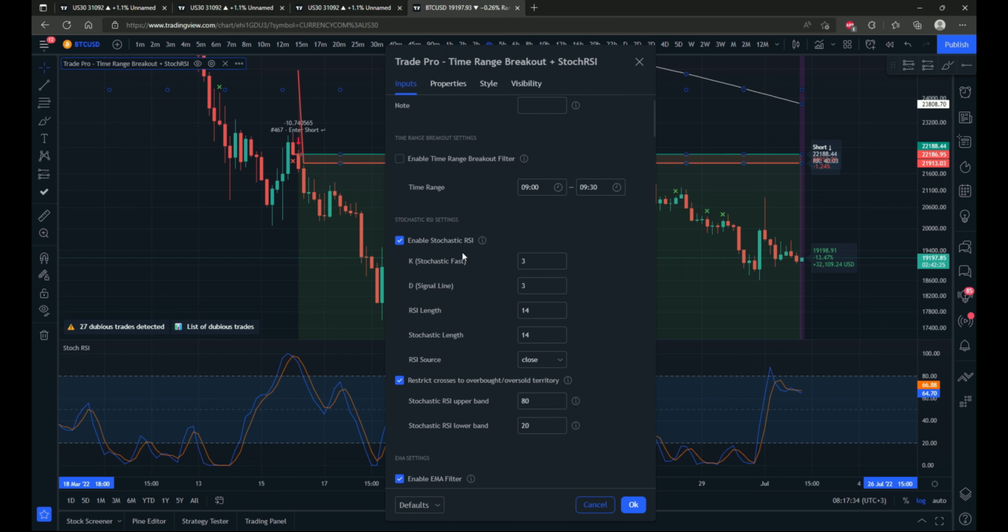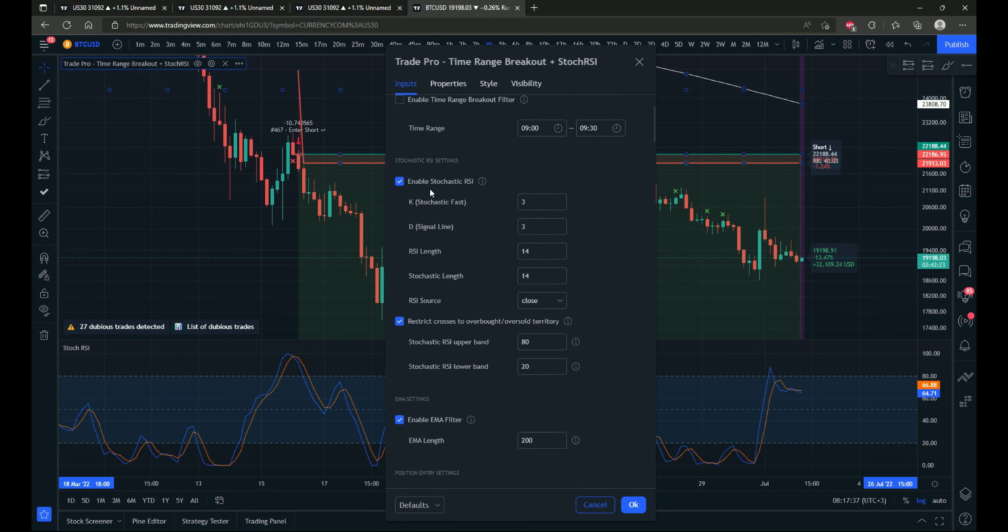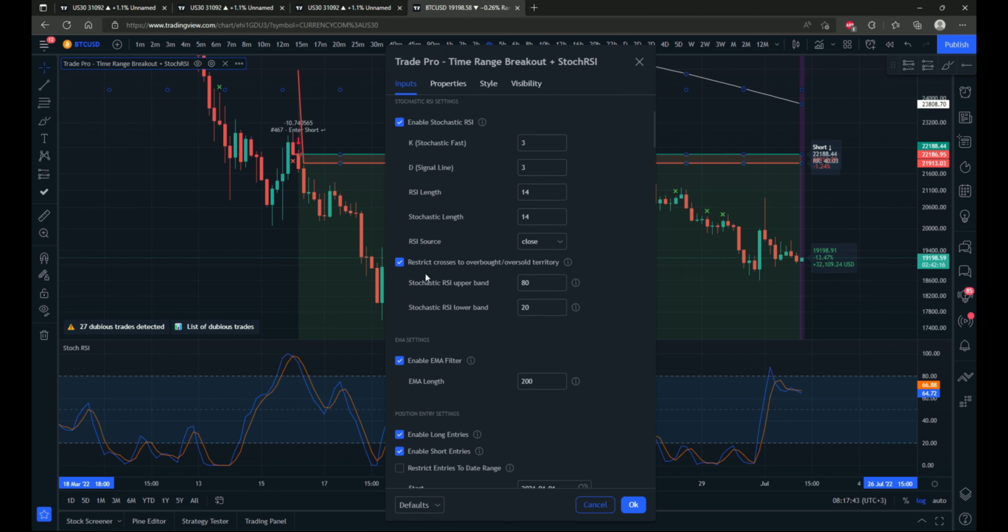Okay, then for the next settings, just the basic stochastic RSI settings, so you can change the settings if you wish. I have it at default here. Then we have the ability to restrict the crosses to overbought or oversold territory on the stochastic RSI.